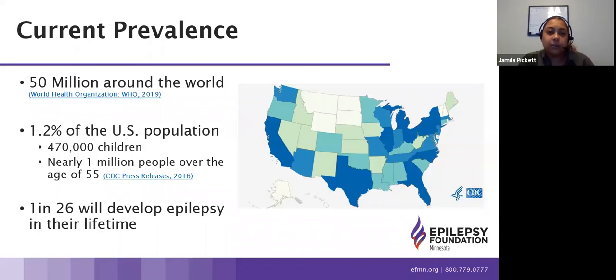1 in 26 people will develop epilepsy at some point in their lifetime, and there's not really a common denominator there. So when we are thinking about that 1 in 26 number, that is through age, geography, race, etc. Anybody can develop epilepsy at any time.